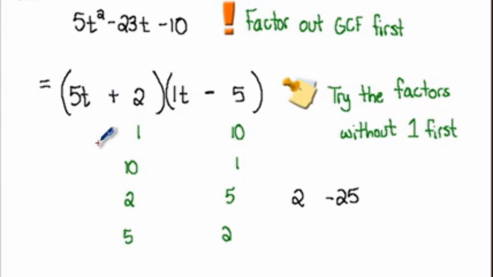Again, always check your work here. First things, 5t times t will give me 5t squared. That's always by design. And then 5t times a negative 5 will give me a negative 25t plus 2t, so that'll give me my negative 23t. And then finally, positive 2 times a negative 5 is a negative 10. So that is actually how it factors out.